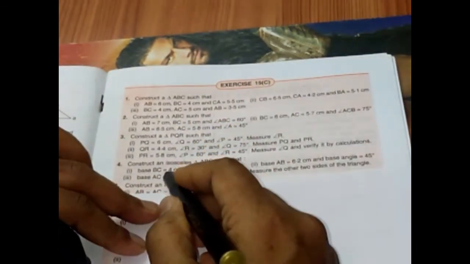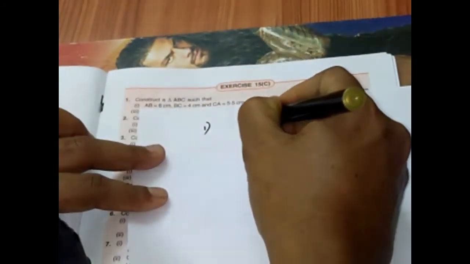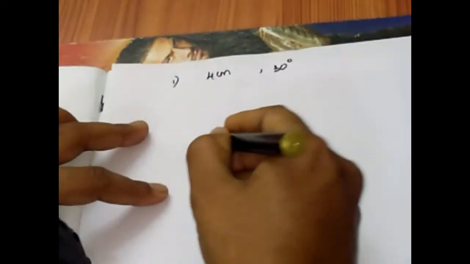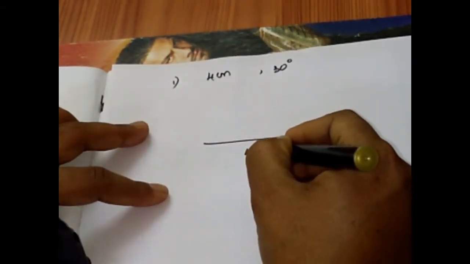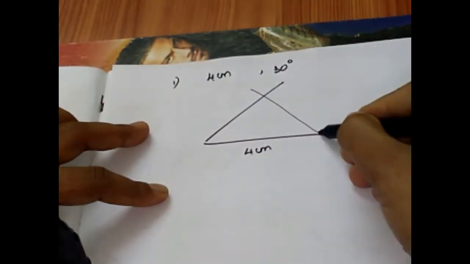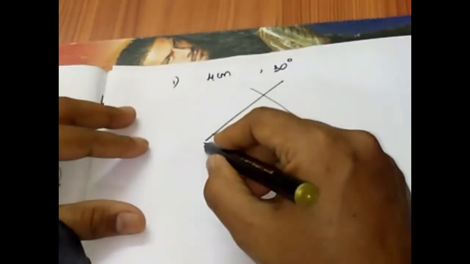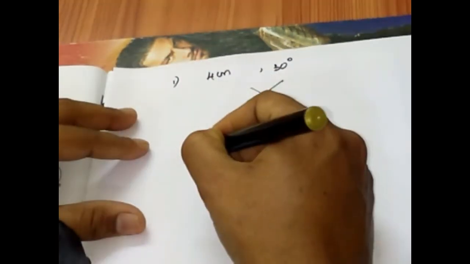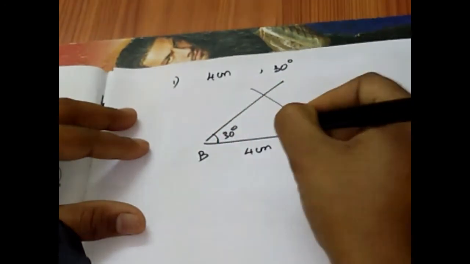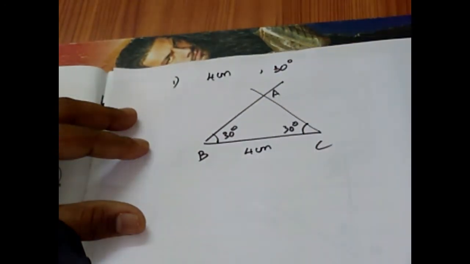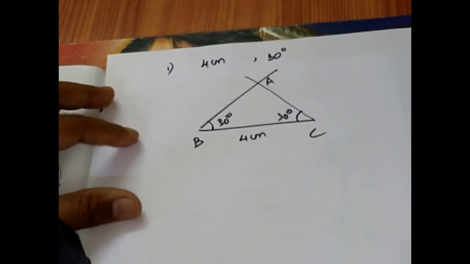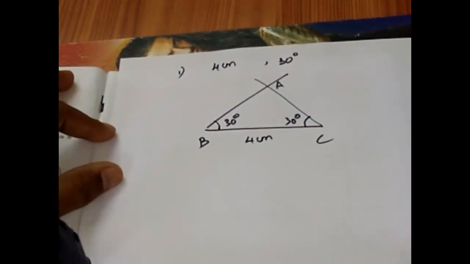Okay. So when the measure of base angles are given and the base is given as 4 centimeter. So the first problem is base is 4 centimeter and the measure of base angles is 30 degree. So what we need to do, construct a 4 centimeter baseline, and at the starting and the ending point of the baseline BC, construct 30 degree on both sides, and the intersection point will give you the third vertex. So you need to follow the same procedure for the remaining two problems also.